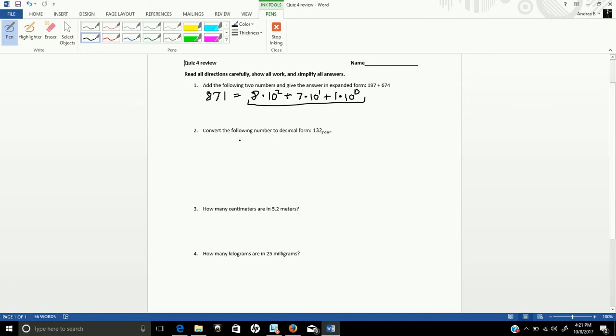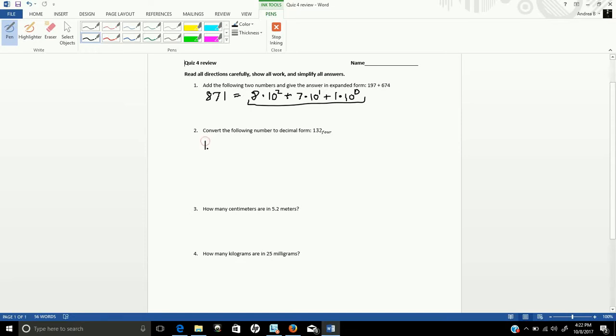Next one here, we need to convert this number to decimal form, and we're starting in base 4 here. So if we're starting in the base and going to decimal form, that's one where you're doing the multiplication, similar to the expanded form. If it's the other way around, if you're converting to a certain base from your decimal form, that's whenever you do the repeated division. So you'll want to make sure you know the difference between those. In this quiz, we'll have it go in this direction, but on the test, you'll have to do it both ways once we get to the unit test. So make sure you know the difference.